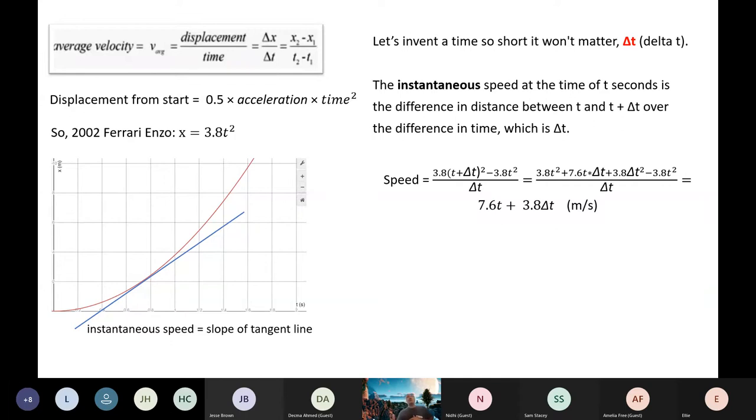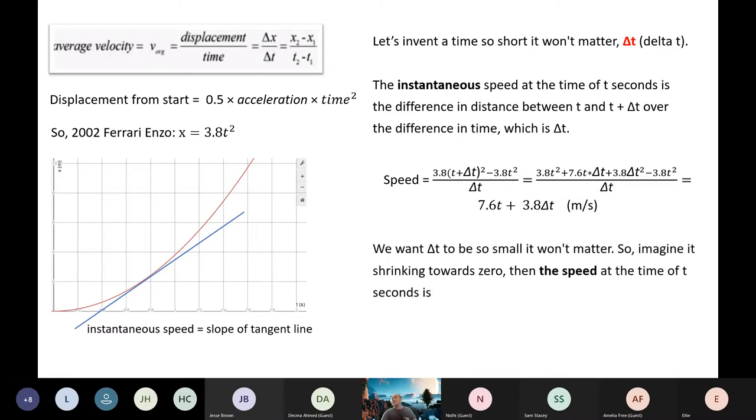Now, what I'm interested in is the instantaneous speed at time point t. So I'm going to imagine that the delta t will be very, very small, 0.00001 second. So when the delta t is approaching zero, the instantaneous speed at time t will become 7.6 t meters per second. So we just derived the differentiation of this function x equal to 3.8 t squared from first principles. If you have learned math already, this is using the power rule. So if x equal to 3.8 t squared, the first derivative will be 2 times 3.8 times t, which is 7.6 t. So it comes from here, okay?